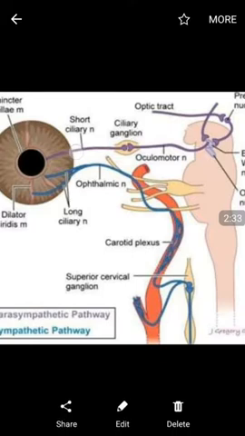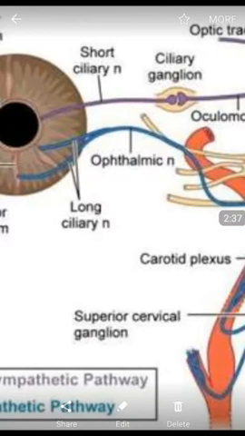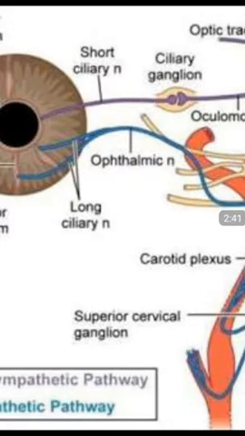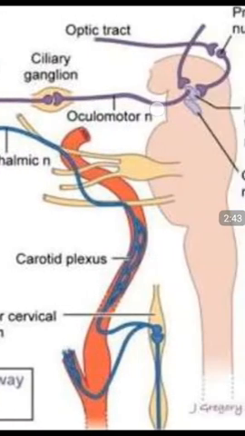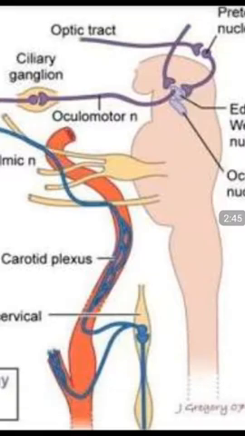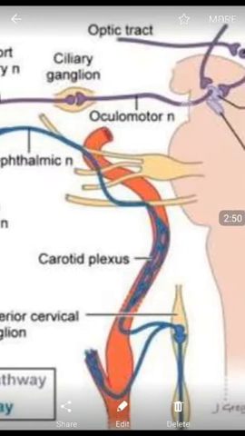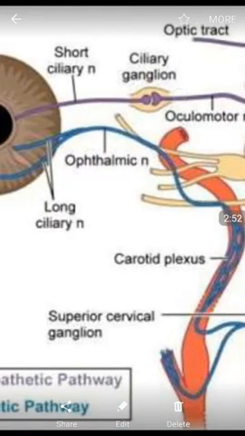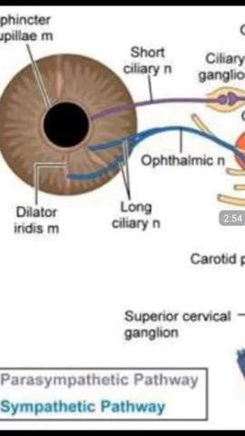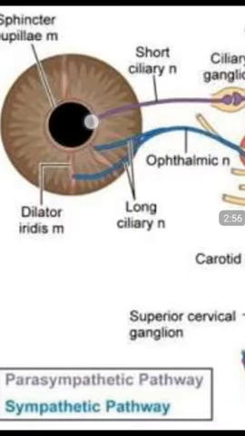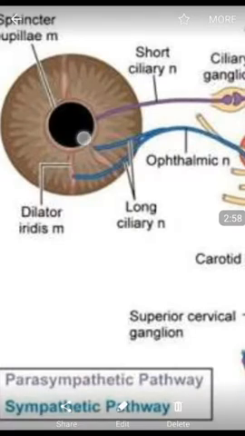The purple ones are the parasympathetic fibers, and the blue ones are the sympathetic fibers. Sympathetic fibers supply the dilator pupillae, and purple fibers supply the sphincter pupillae or constrictor pupillae. These are parasympathetic fibers coming from the Edinger-Westphal nucleus, which is the parasympathetic nucleus of the third nerve. So when this third nerve is damaged, there wouldn't be any parasympathetic fiber supplying the constrictor pupillae. So the constrictor pupillae is paralyzed.